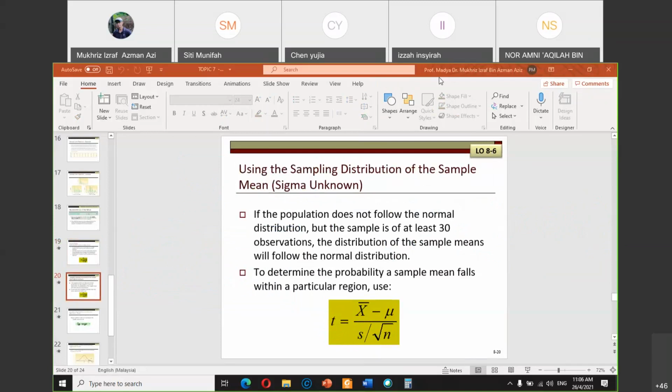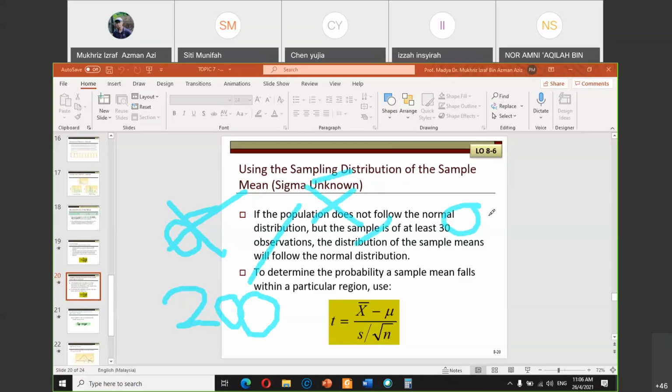Of course, if you were to ask me, in the real world, usually we do not know the standard deviation of the population. Usually researchers will calculate the standard deviation from the sample, meaning from the 200 sample of students. You can calculate the X bar, the mean, and also the standard deviation from the sample of 200 students.